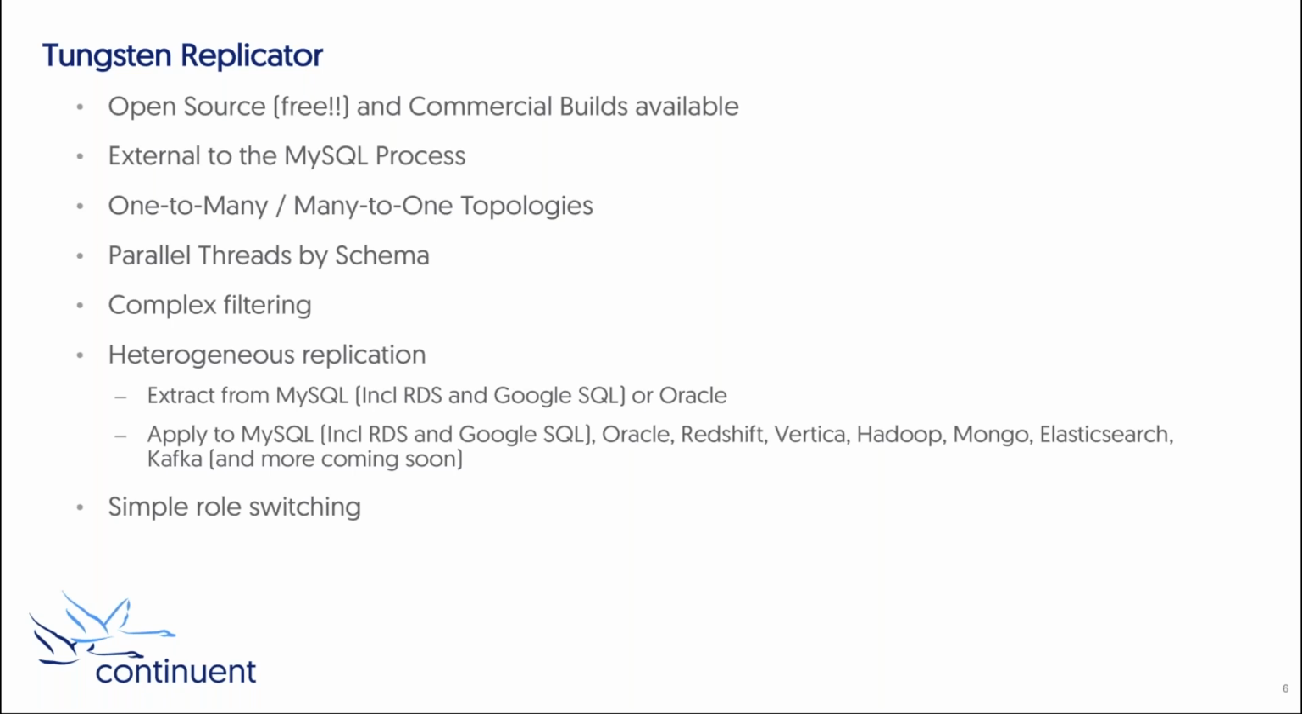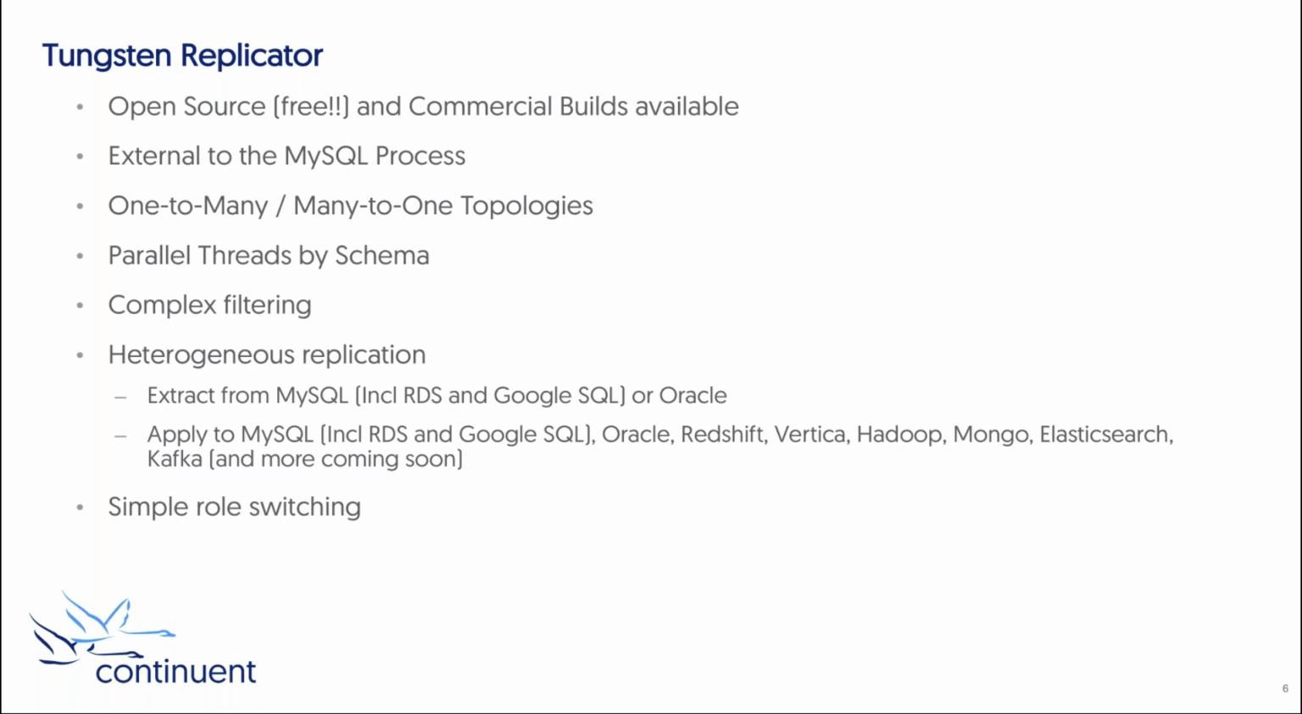Our replicator can also replicate between heterogeneous source and target combinations. The one single product can do all of this with just a slightly different configuration applied during install. As you can see from the list, we're able to extract out of MySQL, including Amazon RDS and Google Cloud SQL, or Oracle, and we can apply into a whole range of different targets. So I've got listed there Oracle, Redshift, Vertica, Hadoop, Mongo, Elasticsearch, Kafka.